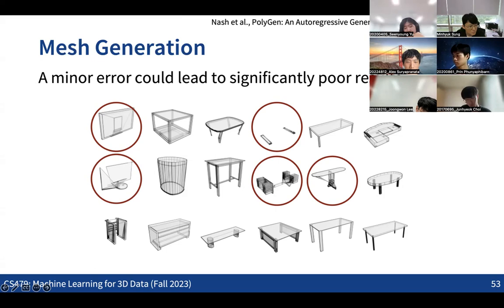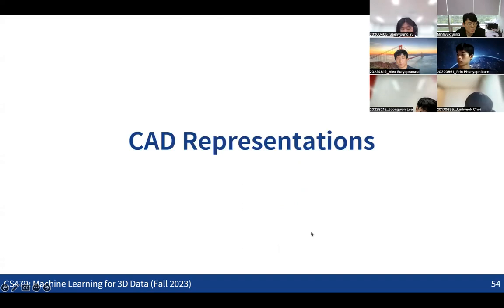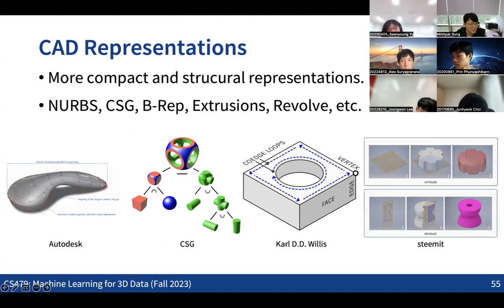Obviously, there are also more complicated representations of 3D data. The CAD representations are used in many CAD applications. For example, it's not just having meshes, basically vertices, edges, and faces, but having some higher-level information, like primitives, such as cubes, spheres, and cylinders, and also parametric curves, B-splines, Bezier surfaces, and parametric surfaces as well.